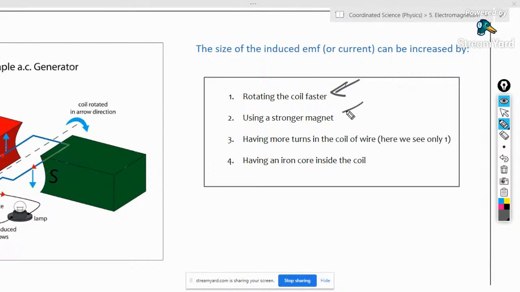You can use a stronger magnet. If the electricity is induced by the wire cutting across the magnetic field lines, well, the stronger the magnet, the more field lines there are, the greater the current you're going to get. So if you're trying to maximize the current, you want to rotate that coil as fast as you can. You want to have the strongest magnet you can find. And instead of just having one turn of coil, you'd want to have many, many turns of coil.